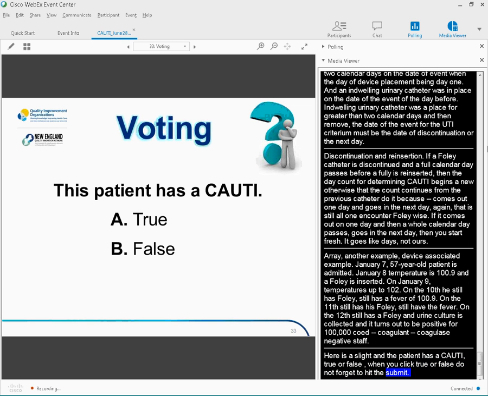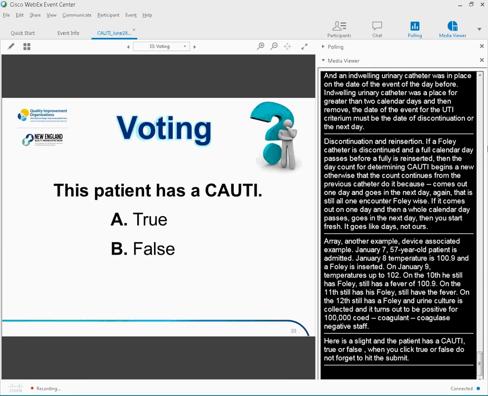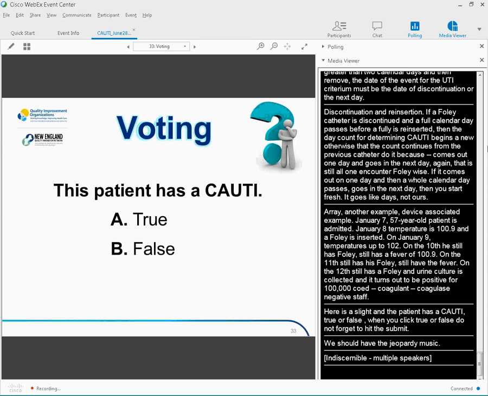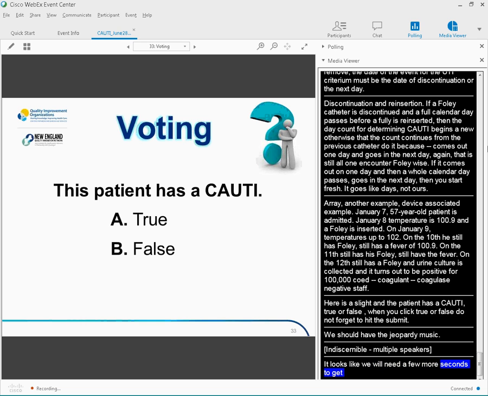Have that Jeopardy music. I could. You have to tape it and have it ready. Yeah. So that awkward sound. All right. So looks like we're going to need a few more seconds to get it finalized so we can see what people are thinking.